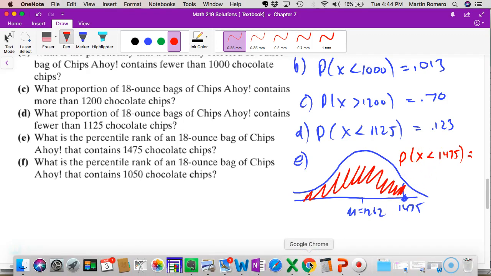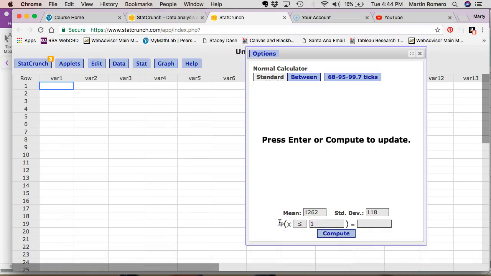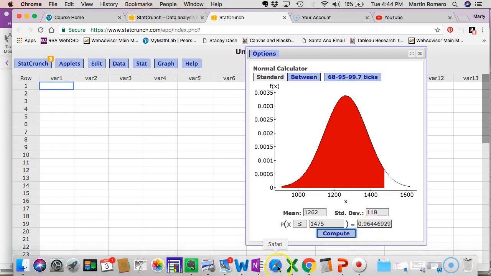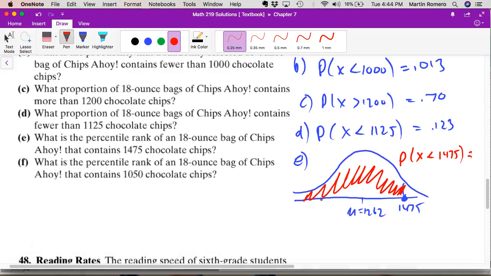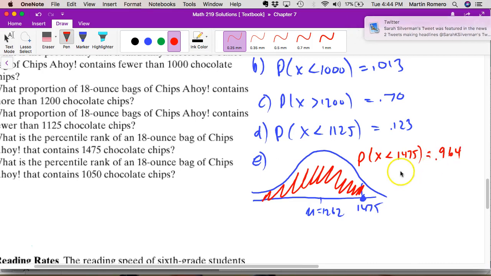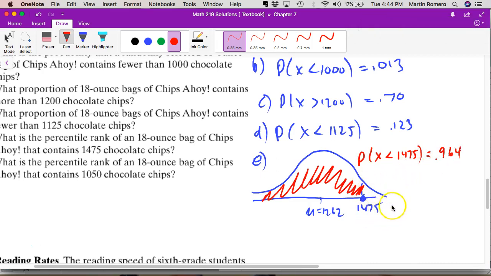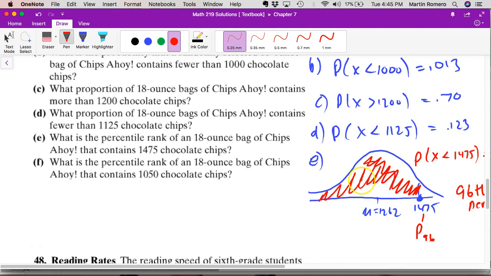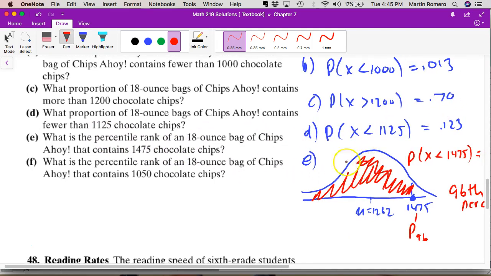So let's go ahead, 1,475 is what we need to put there. Less than 1,475, so we get 96.4. And so for this problem, this is 0.964. So this value here is around the 96th percentile. So that's where we would go, the 96th percentile, or this here would be P96. So it asked the same question, just asked differently about percentile, which has to do with the area again.